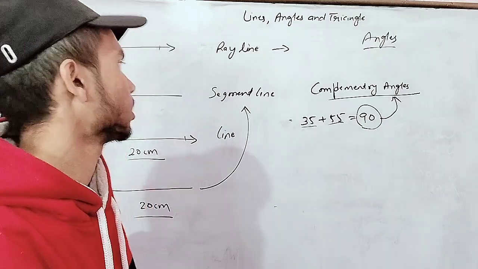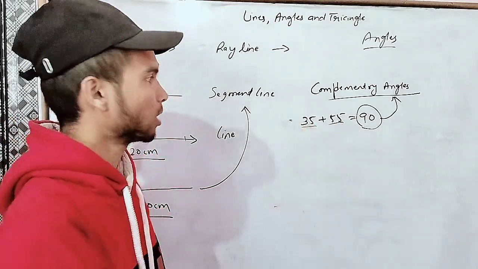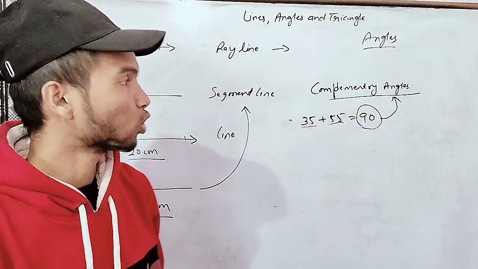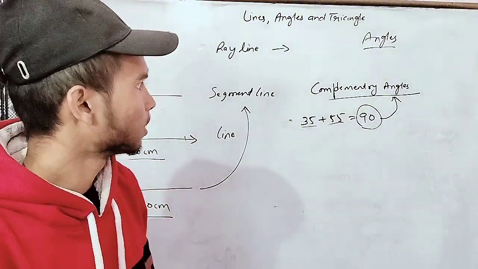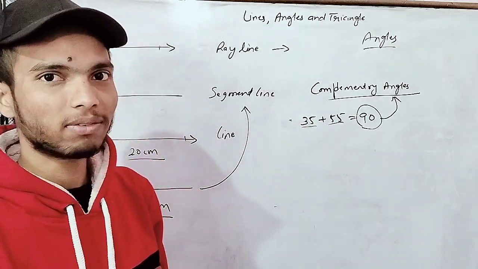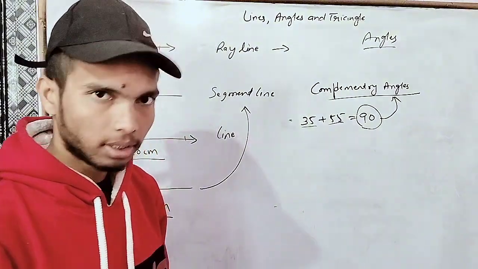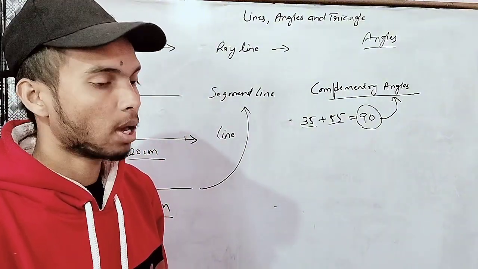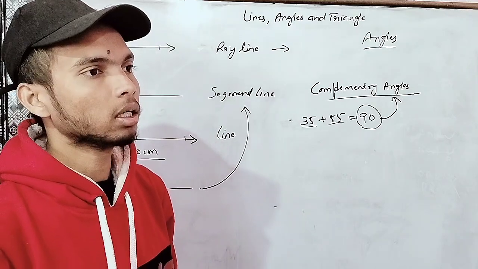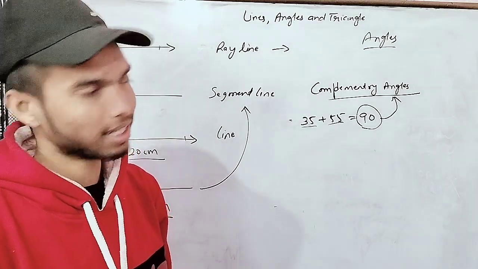Complementary angles. Okay. So complement of this angle would be how much? 35. Complement of this angle would be how much? 55. Complement, which means complete. Complete of this angle would be how much? 55 to complete 90 degree. Okay. Clear? If we have a 10 degree angle, then value of a second angle would be how much? 80 degree. Clear?